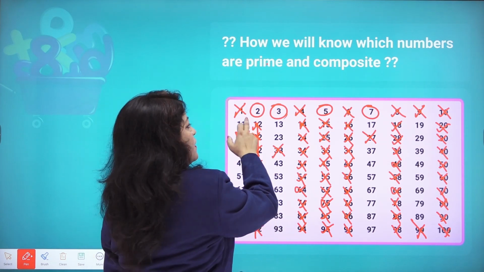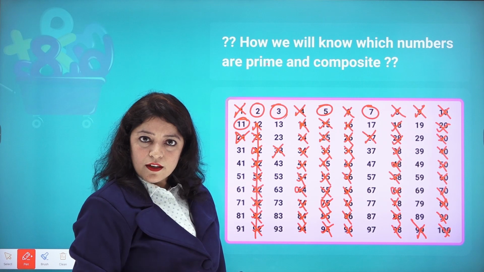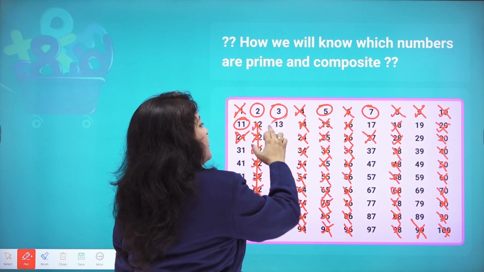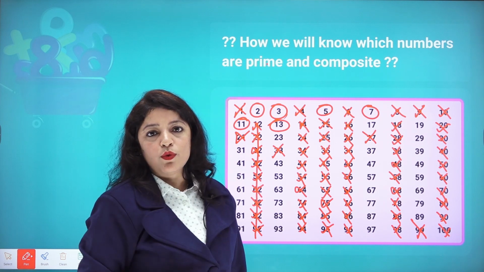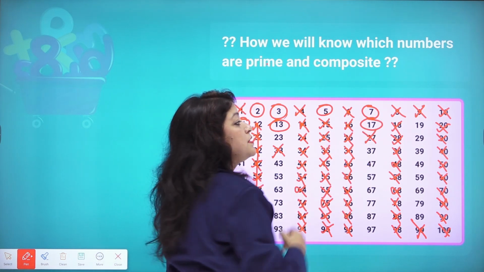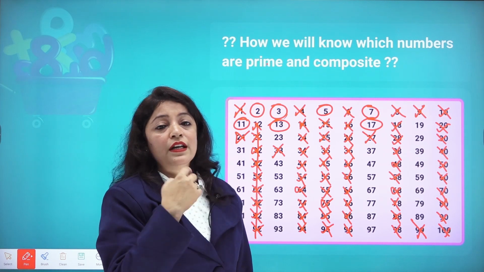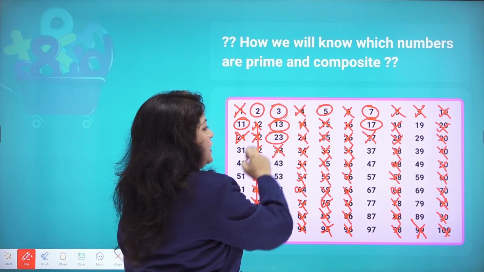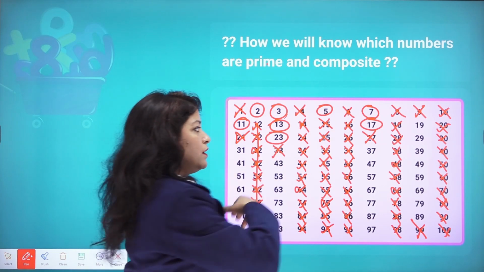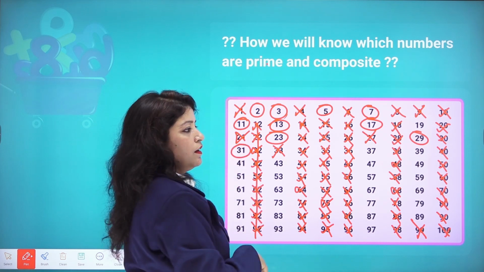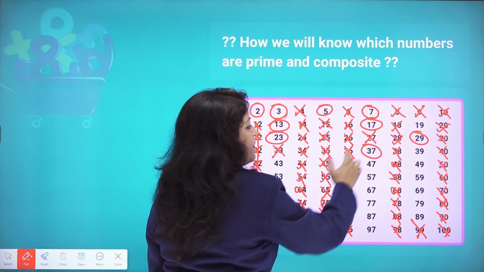Then proceeding, we have 11. We will encircle 11 and cross all the multiples of 11, right? Then we will encircle 13 and cross out all the multiples of 13. The next number in the series is 17. Encircle 17, cross out all the multiples of 17. We will find 23. Then 29. After that, we have 31. After that, we have 37.